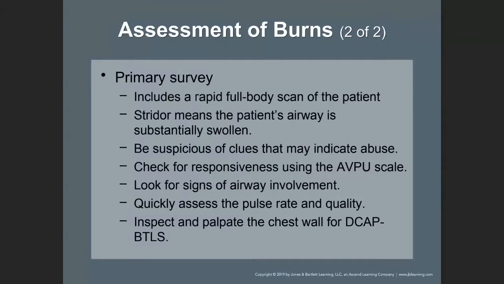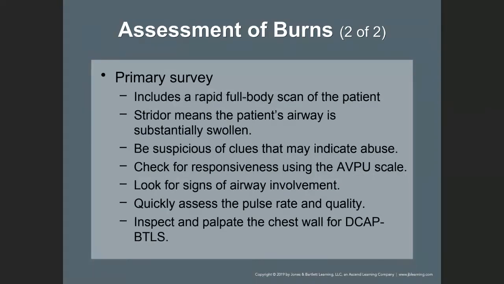Primary survey includes a rapid full body scan of the patient. Stridor means the patient's airway is swollen and they're at significant risk for airway compromise. Be suspicious of clues that may indicate abuse. Check for responsiveness using the AVPU scale. Look for signs of airway involvement. Quickly assess the pulse rate and quality. Inspect and palpate the chest wall for DCAP-BTLS.